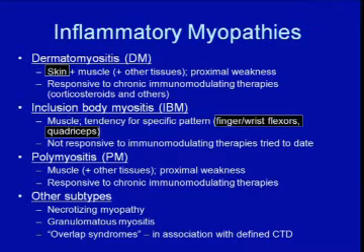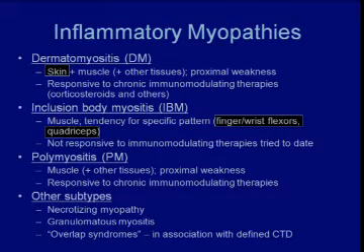Inclusion body myositis is a very specific disease, and it's distinguished clinically by a very specific pattern of weakness with preferential involvement of finger and wrist flexors as well as quadriceps muscles. Particularly the finger and wrist flexors, these are unusual muscle groups to be affected by dermatomyositis or polymyositis, so it's a very important clinical clue to making the diagnosis of IBM.